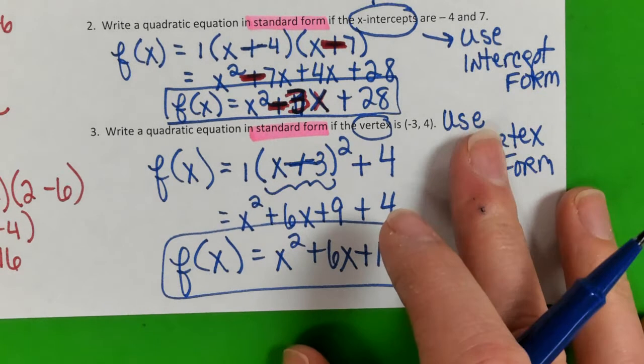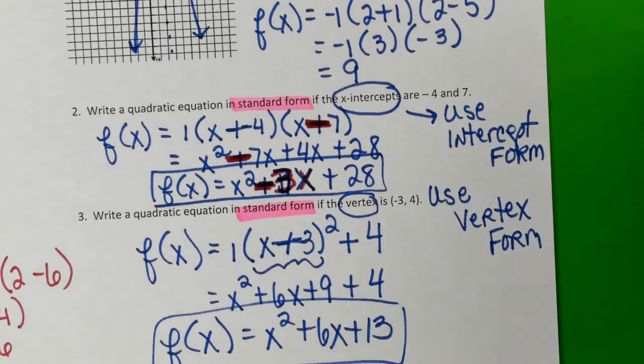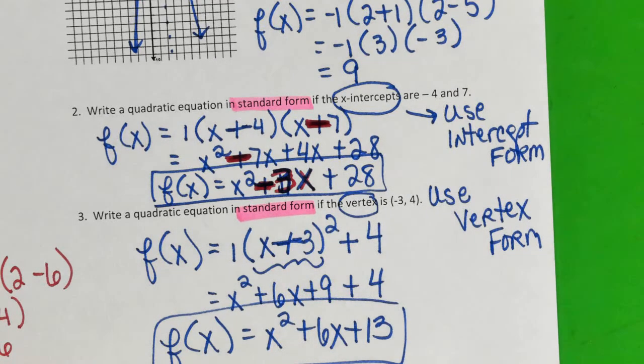Okay, so something to think about. You have to think about the information you're given. If you're given the intercepts, go through intercept form. If you're given the vertex, go through vertex form. Okay?